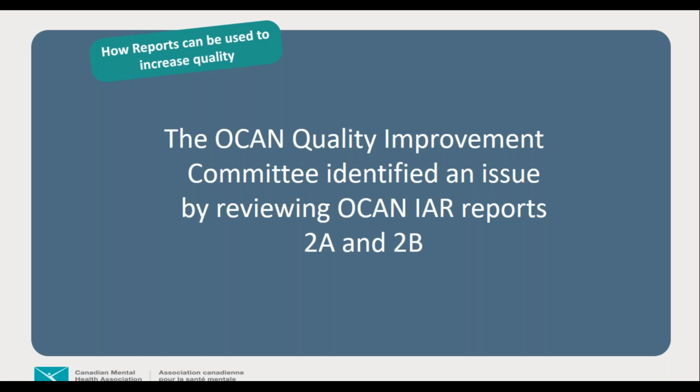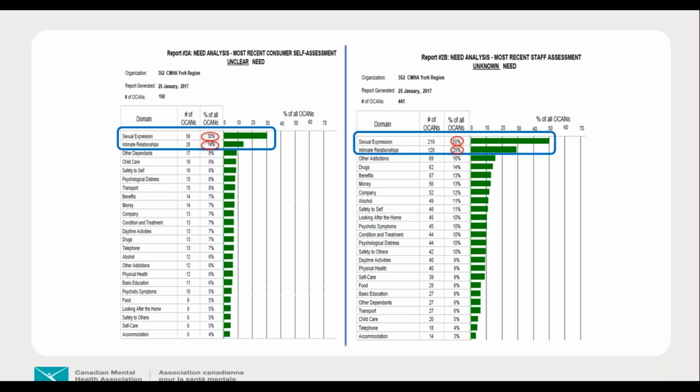So now we've started to look at how reports can be used to increase quality. The OCAN Quality Improvement Working Group identified an issue by reviewing the OCAN IAR reports 2A and 2B. 2A is the need analysis from the consumer self-assessment. It identifies unclear needs. And 2B is the need analysis from the staff assessment, and it identifies unknown needs.